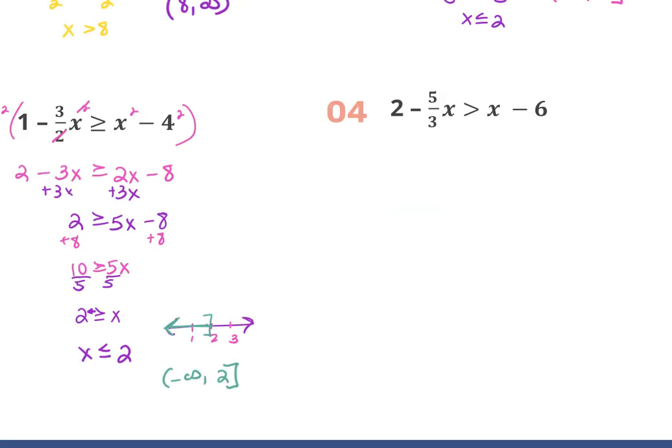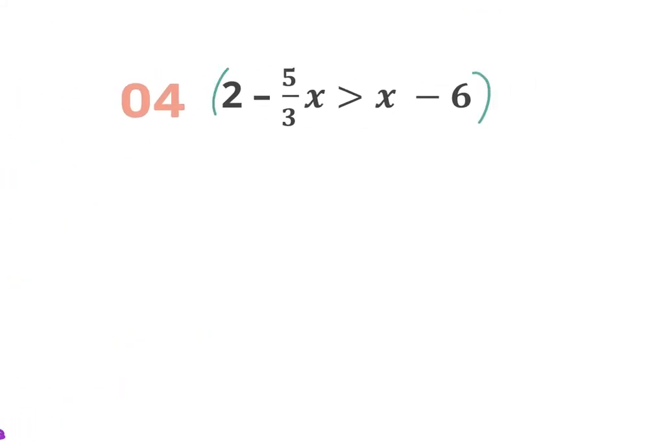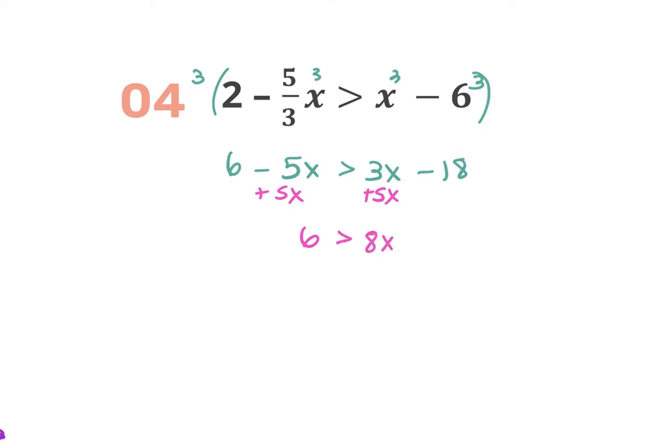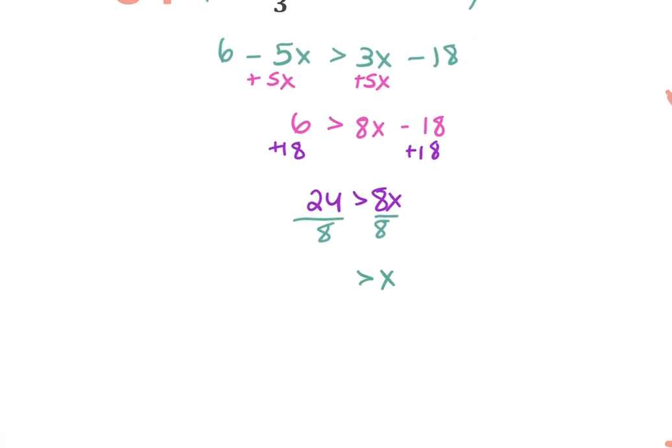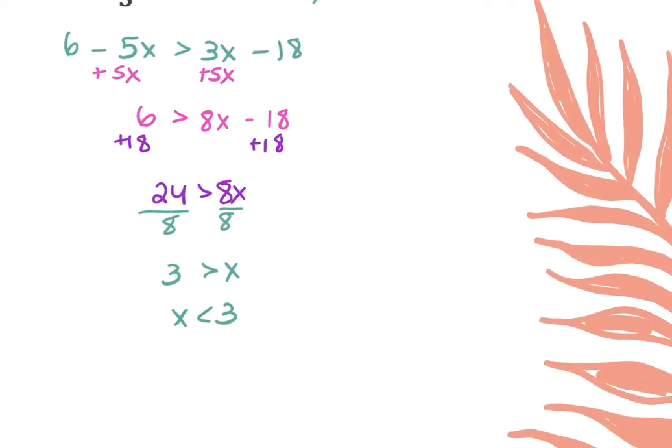Okay, so I would do the same thing for 4. I would multiply everything by the denominator, so I'm going to multiply by 3. So it goes here, here, here, and here. I get 6 minus 5x is greater than 3x minus 18. Then I want to add the 5x. 6 is greater than 8x minus 18. Add the 18. 24 is greater than 8x. Divide both sides by 8. And x would be less than 3, or 3 is greater than x. If I flip that around, I can graph it. 2, 3, 4. Parenthesis on the 3, less than goes left.